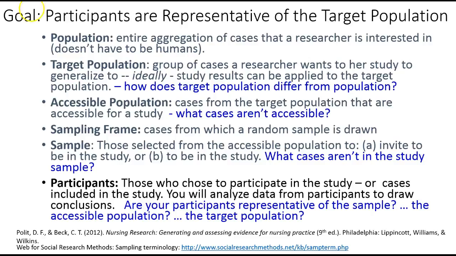How representative are they? We also need to think about, and describe, who isn't included at each of these steps. So for our accessible population, are important people missing? And we need to disclose that when we describe our study methods.